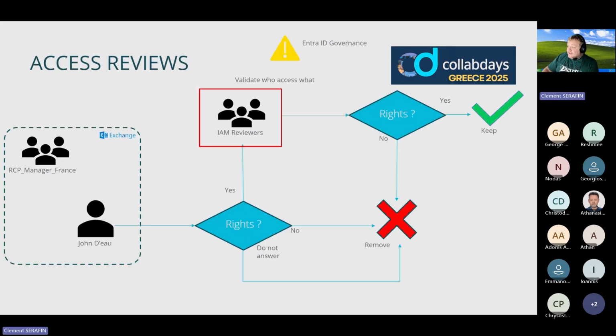After, the permissions need to be reviewed. If you are following good practice, we are doing that every 3 months approximately. Basically, I will ask John, "John, do you still need your permissions?" And John will tell me yes or no.